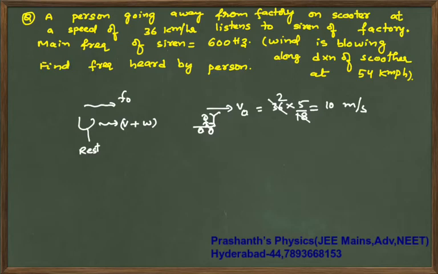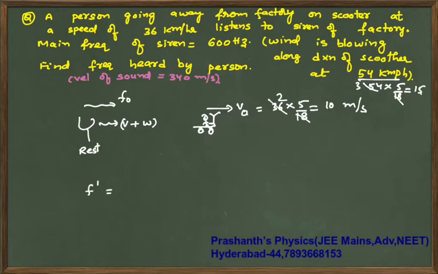Velocity of sound, you take it as 340, whatever. I should have mentioned in the question. So, velocity of sound is 340 meters per second. Wind velocity is 54 km/h, which means 54 into 5 by 18. 18 ones, 18 threes, so 3 fives are 15.